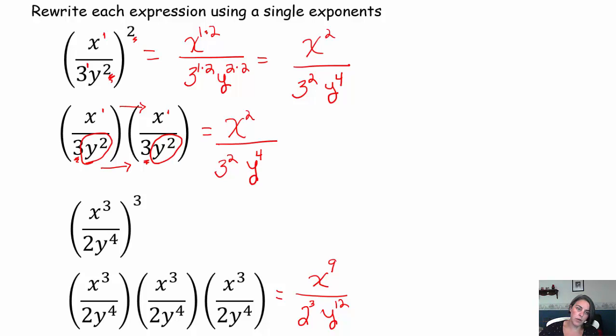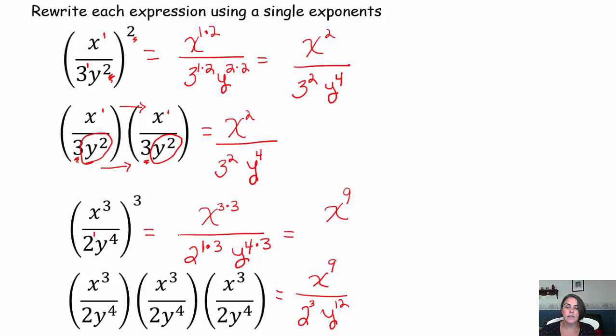So that would be a fine way to go about it, or we can use our raising a quotient to a power. We have x to the third times 3, because that's the exponent on the outside of the parentheses, 2 to the first times the 3, the exponent on the outside, and then y to the 4th times that 3, the exponent on the outside. That becomes x to the 3 times 3 is 9. 2 to the 1 times 3 is 3. y to the 4 times 3 is 12.